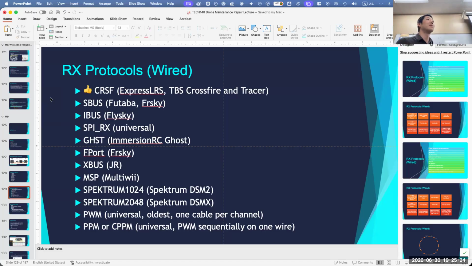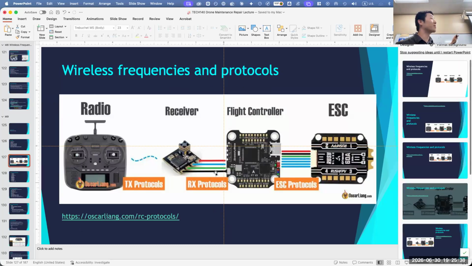Yeah, there's some crossover, and that's why you see a lot of them still have a relationship with each other. Like Express LRS, TBS, Tracer, they all fall under CRSF, which is right here. We're talking receiver protocol. And then finally, to talk to the ESC, we have another protocol.